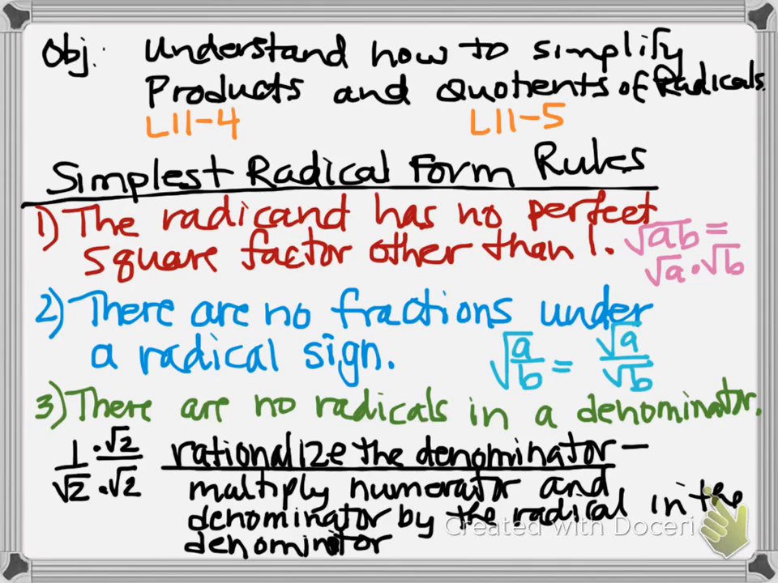It isn't how do you get rid of the radical in the denominator, it's how do you rationalize the denominator, okay? So what happens is you get radical 2 times 1 is radical 2, times itself is 2, and now I don't have that radical in the denominator anymore. I don't have a perfect square factor as part of the radicand, and I don't have an entire fraction under the radical. So it meets the 3 rules for simplest radical form.